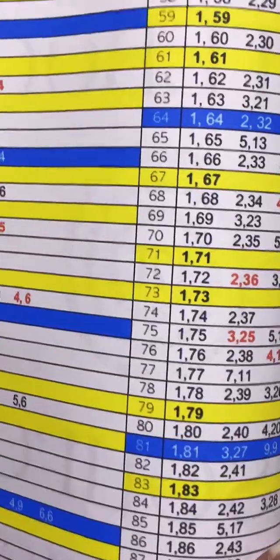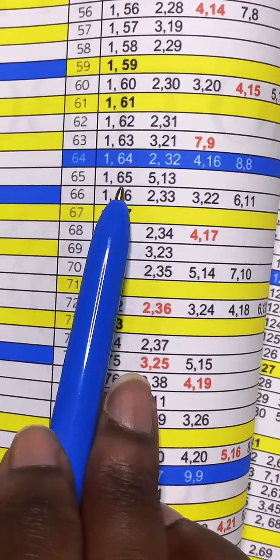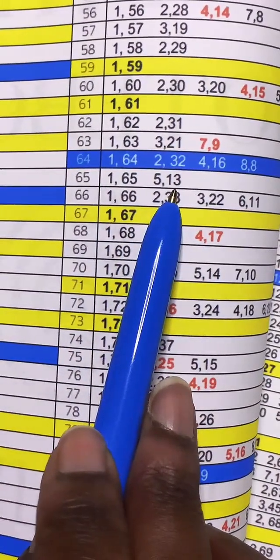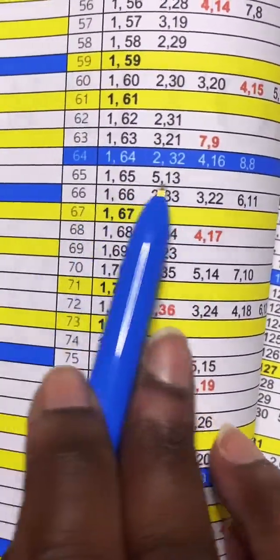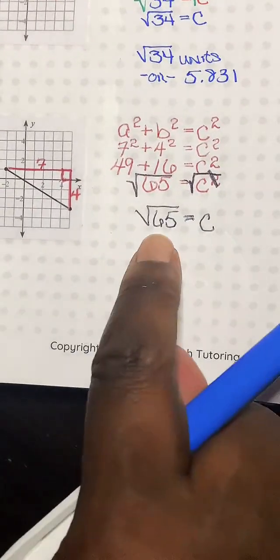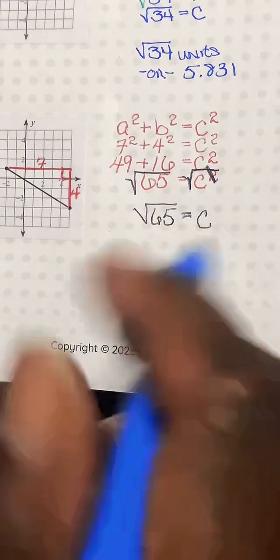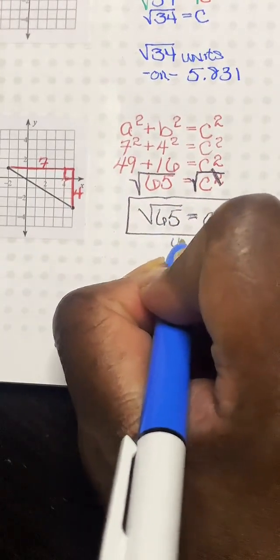So let me see, are there any factors for 65 that can help us out? We got 1 and 65, and we got 5 and 13. Nope. Okay, got some primes in there. So we don't have any perfect squares in the mix of 65. You can't do 25 because that will give you a decimal. So if we can't break it down, we just bring it on down. The length of that side is the square root of 65, whatever the units are.